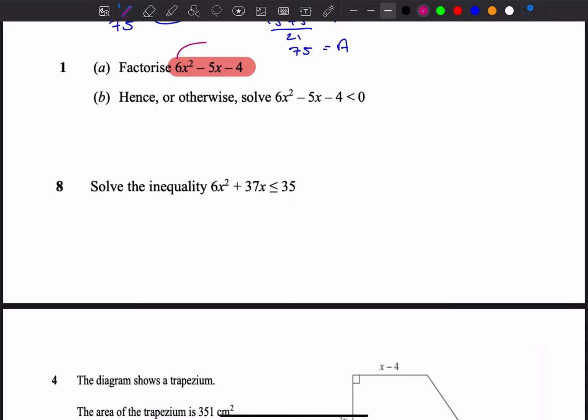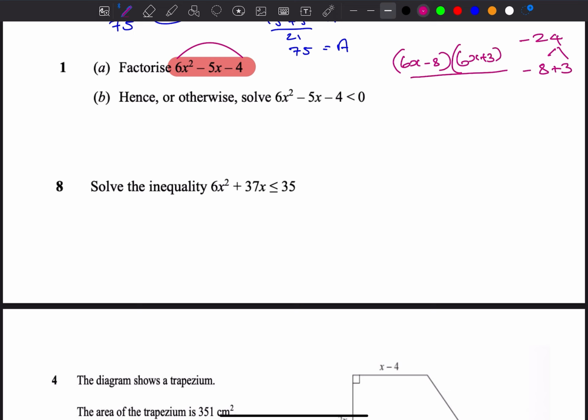What do you do? 6 times 4 is 24. Factors of 24 that make 5. Well, 6 times minus 4 is minus 24 anyway, but it's fine. What numbers can you multiply to make it? Shall we do 8 times 3? Yeah, 8 times 3. Or you want minus 5, so minus 8 plus 3. So you could say 6x minus 8.